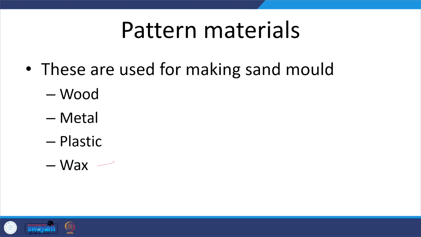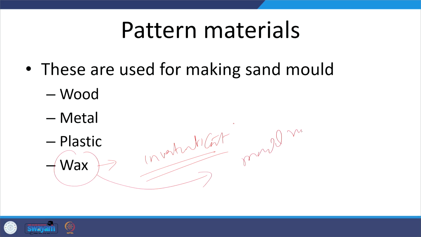Okay. Wax patterns are particularly used in case of the investment casting. Okay. So, about this we will be talking a little later, because first we make the wax pattern, then this is used for making the mold. Okay. Then that mold is used for making the castings later.